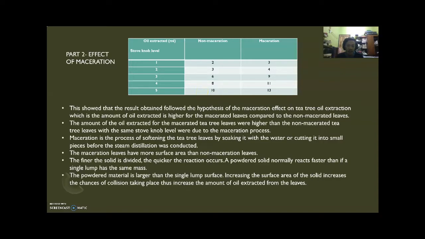It can be said that the finer the solid is divided, the quicker the reaction occurs, because a powdered solid normally reacts faster than a single lump of the same mass. The powdered material has a larger surface than a single lump. Increasing the surface area of the solid increases the chance of collision taking place, so it increases the amount of oil extracted from the leaf.